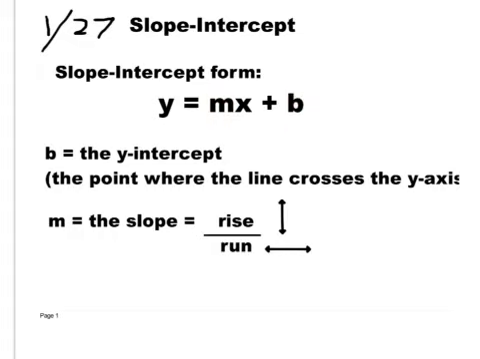So if you're given y equals 3x plus 2, my slope is 3. It's the number in front of x. My y-intercept is 2. That allows me to graph a line fairly quickly, because I can go to the y-intercept and then use my slope to find the rest of the line.